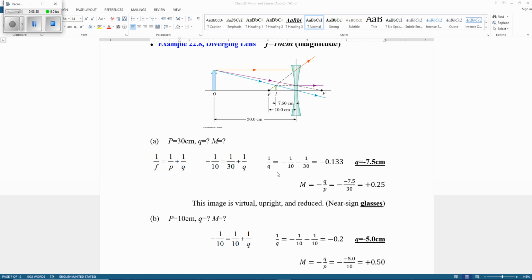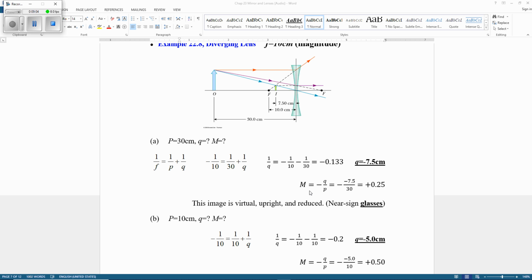Then we could do the same thing. 1 over q equals negative 1 over 10 minus 1 over 30. So if you do this, see what we got. Use a calculator. Okay, we got negative 0.133. I'll keep 3 digits here. That's 1 over q. So then q equals 1 over this number. Okay, finally we got negative 7.5 centimeters. It's negative.